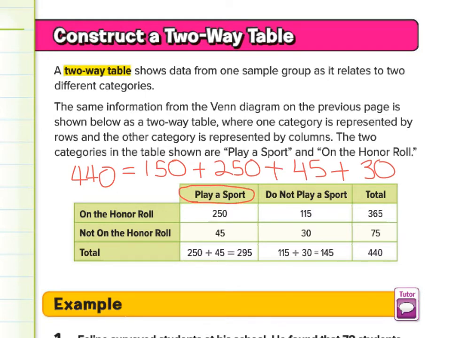Okay, the students that play a sport are the 250 that are also on the honor roll, plus just the 45 that are not on the honor roll. Together they make 295. The ones that do not play a sport, the 150 that are on the honor roll, and the 30 that are on neither the honor roll nor play a sport, together they make 145. And you see that together they make the 440 that we originally started off with.